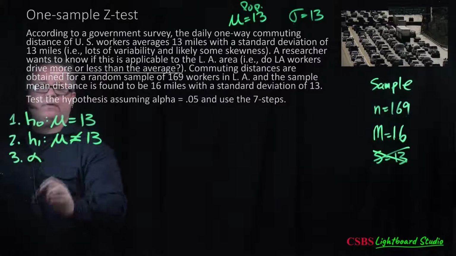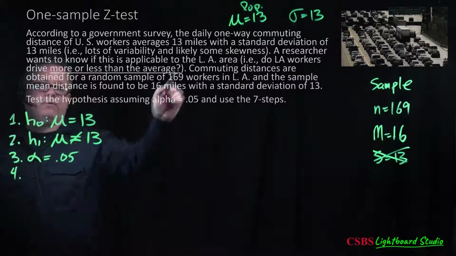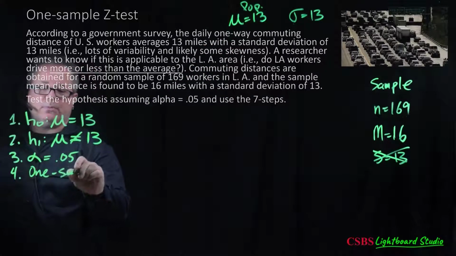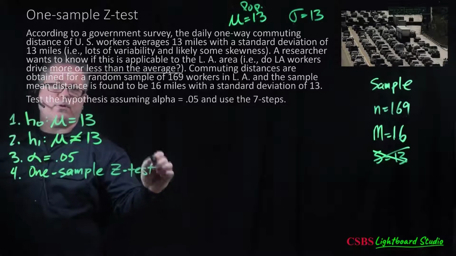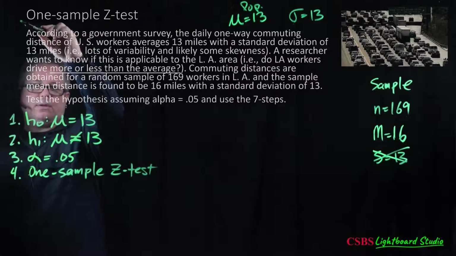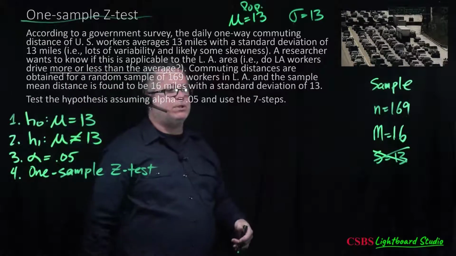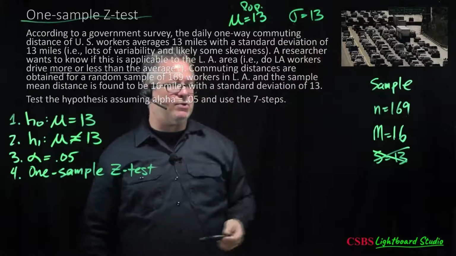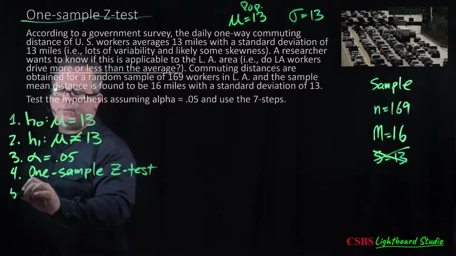It says here alpha is 0.05, so we already know what it is. What's the kind of test? Well, again, because we know sigma, this is a one sample z-test. It also helps that it says it right there. But it may not always say that, like if you're doing a test, it may not just tell you it's a one sample z. How do we know? Well, if you're given the population standard deviation, sigma, you can do a one sample z-test.